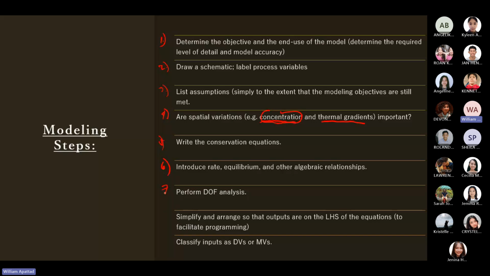Okay? And then number 8, simplify and arrange so that outputs are on the left-hand side of the equation. So this is important when you facilitate programming, okay, when you develop this or input this in a simulation software. 9 is classify inputs as disturbance variable or manipulated variable. Okay.